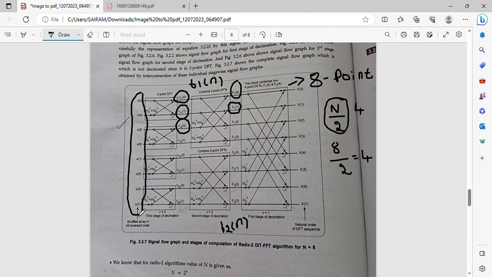Whatever inputs you get in order, you are supposed to bit reverse it. After you bit reverse it only, you are going to give it as an input to the 8 point DFT, right?